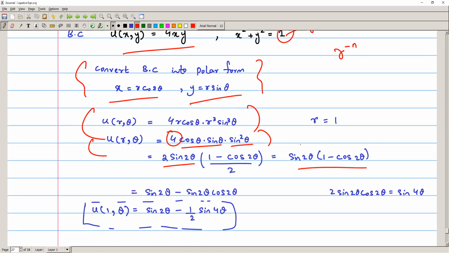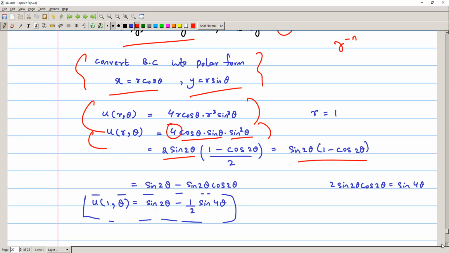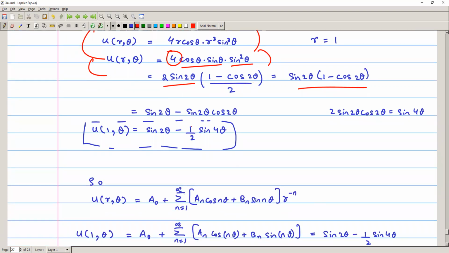So we have sine 2 theta times 1 minus cosine 2 theta, which is equal to sine 2 theta minus sine 2 theta cosine 2 theta, which will be this one, right? Because again, we have 2 sine 2 theta cosine 2 theta equals sine 4 theta, right? It's already written here. So it will be sine 2 theta minus half sine 4 theta.